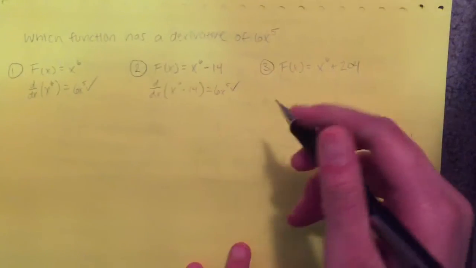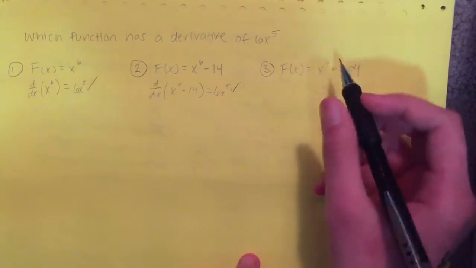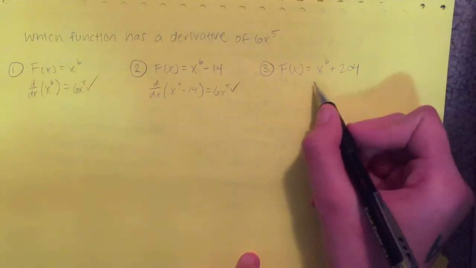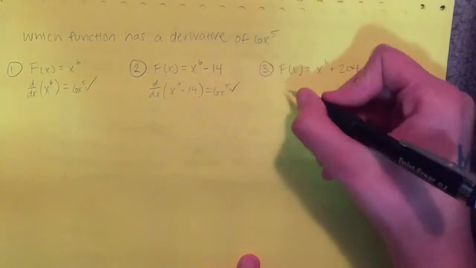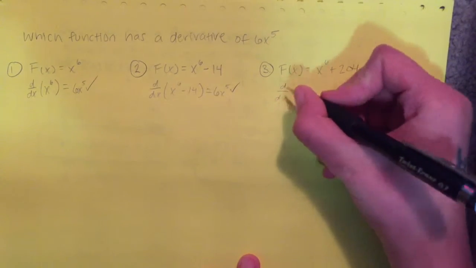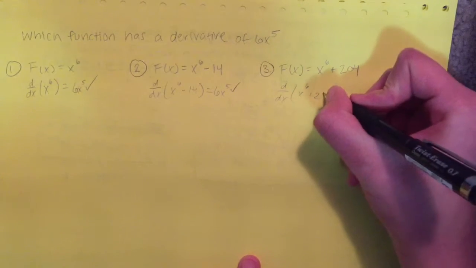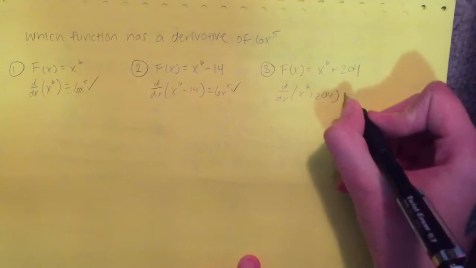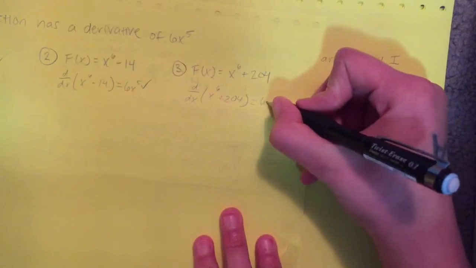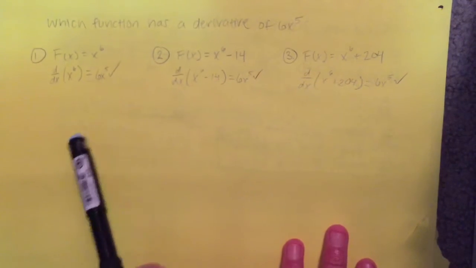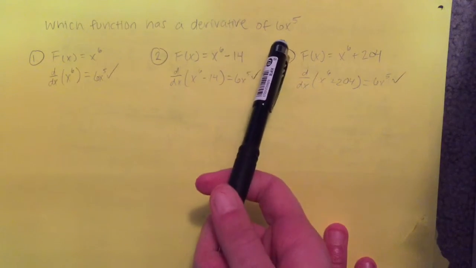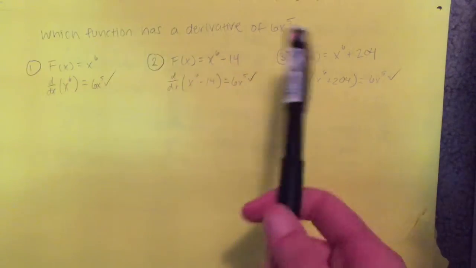So that's also right. And x to the sixth plus 204? Again, d over dx of x to the sixth plus 204 is equal to 6x to the fifth. So as you can see, all of these have a derivative of 6x to the fifth, no matter what the constant is.